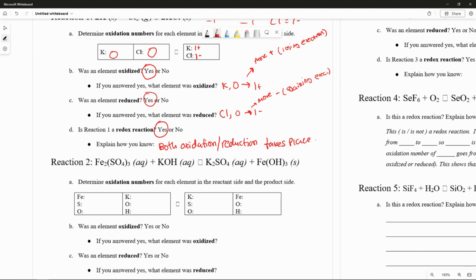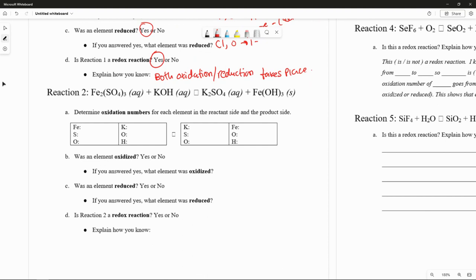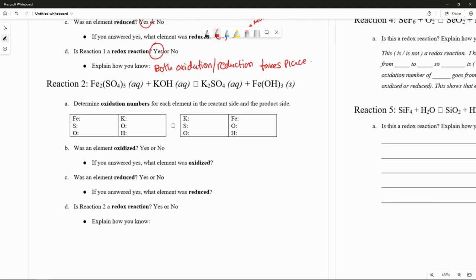All right. Taking a look at the second reaction, we have Fe2SO4 aqueous plus KOH aqueous, and then we have K2SO4 aqueous and Fe(OH)3 solid. This is a little more complicated because we have multiple compounds and more than one element. So for oxidation numbers, we have to take a look at each individual element: FeSO4, KOH, and all the other ones as well.